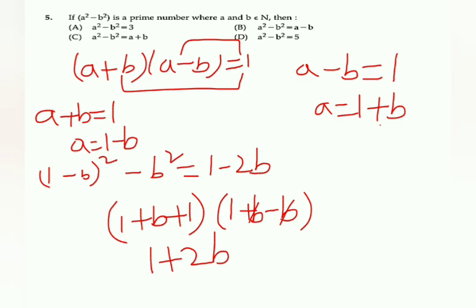Therefore the only possible values for a and b that make a square minus b square a prime number are a equals 3 and b equals 2. Hence the correct answer is option A, that is a square minus b square equals 3.